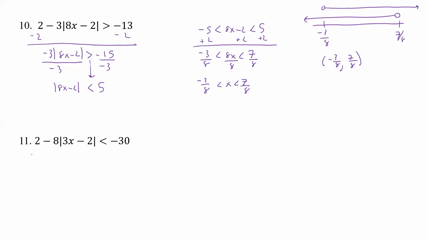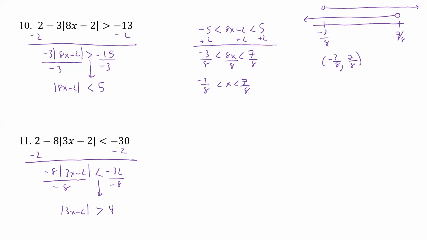All right, how about here? So now it looks like we subtract 2. And so we have negative 8 absolute value of 3x minus 2 less than, now that's a negative 32. Now we're going to divide by negative 8. I think we're getting a lot of practice with making sure we know how to divide by negatives here. And so divide by negative 8. And so now absolute value of 3x minus 2 is greater than, and that's going to be a positive 4. Okay, so greater than means we're going to get an or, so 3x minus 2 is going to be less than negative 4, or 3x minus 2 is going to be greater than 4.